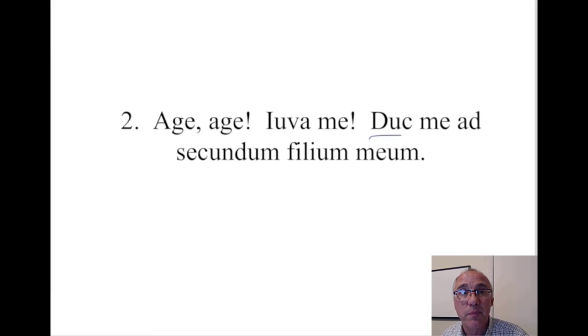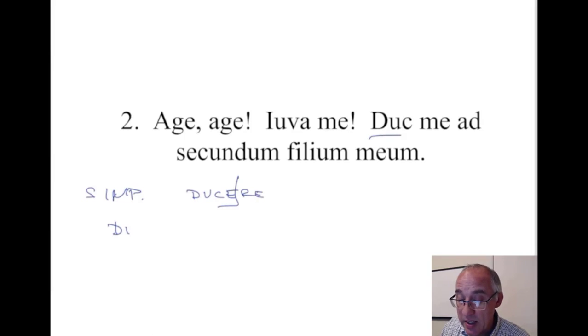What is the word duc? Duc is the singular imperative. You expect it to be duce because the verb is ducere. So you expect it to be duce, but this is one of 4 words in Latin that have an irregular present imperative. Those 4 are dic, duc, fac, fer. Dic, speak, duc, lead, fac is do, fer is carry or take. Dic, duc, fac, fer. Say, lead, do, carry. Just those are the 4 words that are irregular in the imperative.